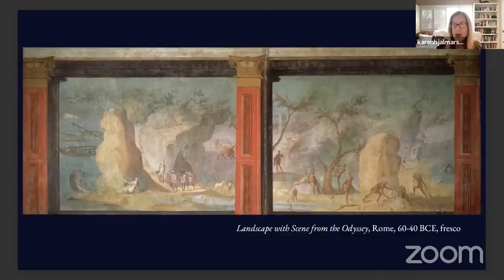Here we go. This is a landscape from the scene of the Odyssey. This is a remarkable Roman landscape, and it was found in 1848 on the Esquiline Hill in Rome. And these are remarkable landscapes in what is called the second style, or the architectural style of wall painting. The Romans did 4 styles, and this is probably the most interesting one to me because it creates a window.